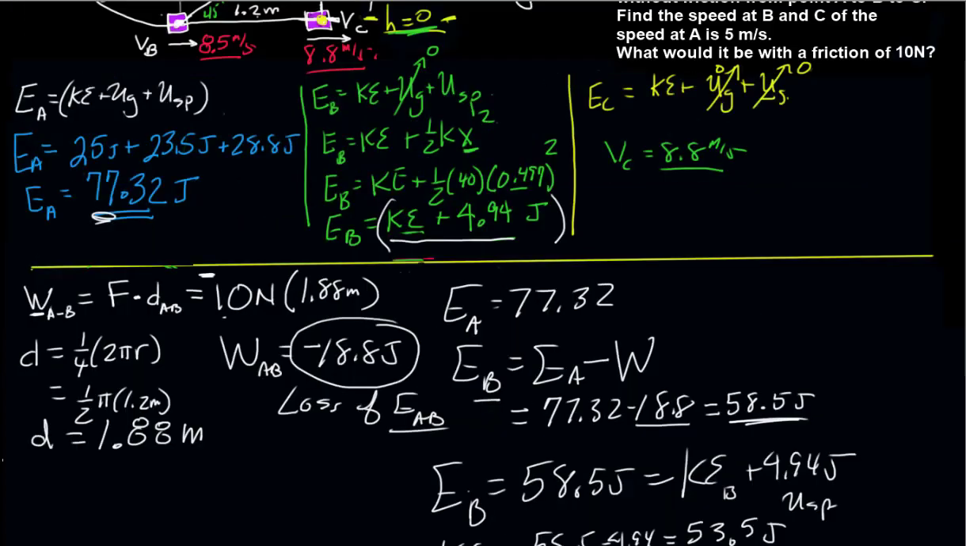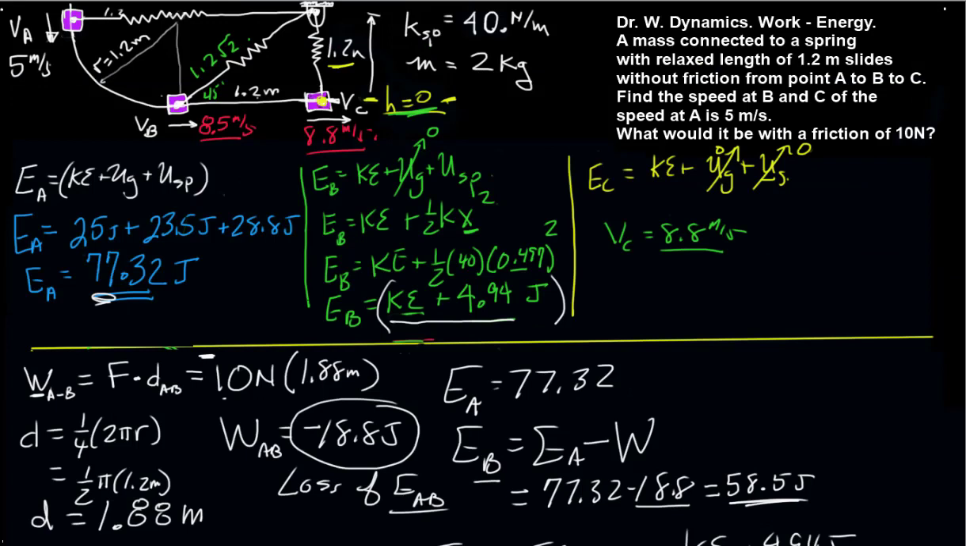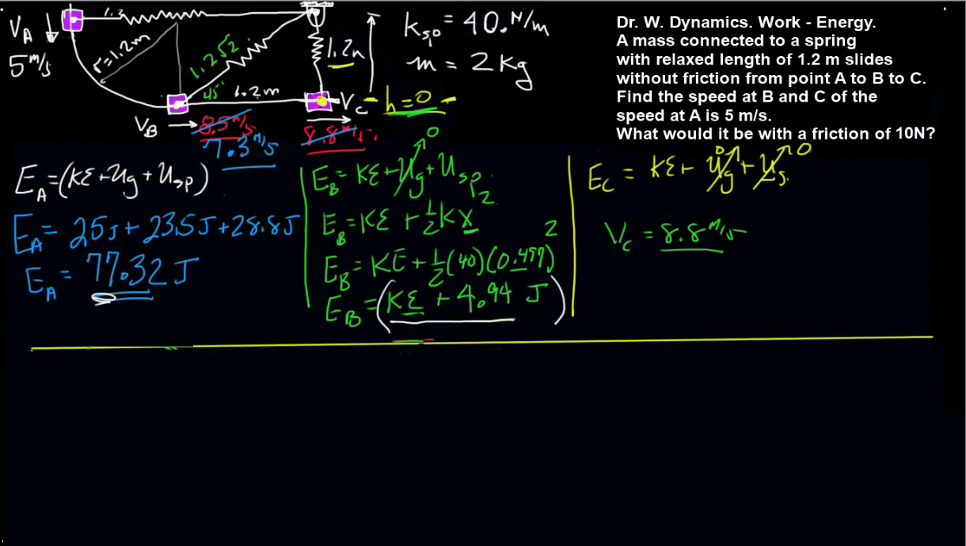So we find now that with this drag force, we'll be going at 7.3 meters per second here. And we won't be going at 8.8 over here any longer either. Let's take a look at that case. So in terms of bookkeeping, which is really what this sort of becomes, we know that the energy at A, 77.32 joules, that's our starting point. We just found the energy at B, the total mechanical energy, to be 58.5.